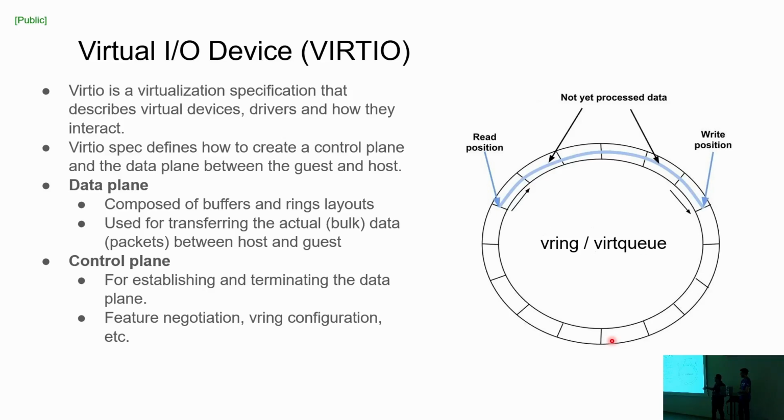To make it easy to understand, we have described the vring as just a circular ring of buffers, but if you look at the data structures, there are a lot more fields to it. So this is just a very simple representation of that.